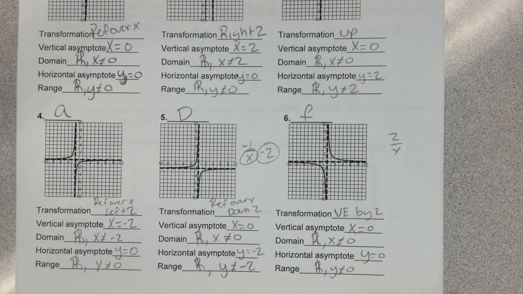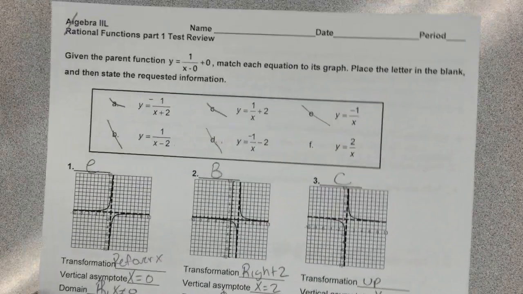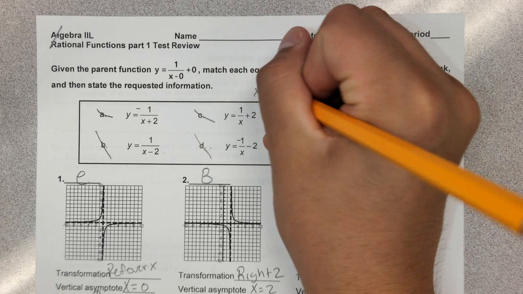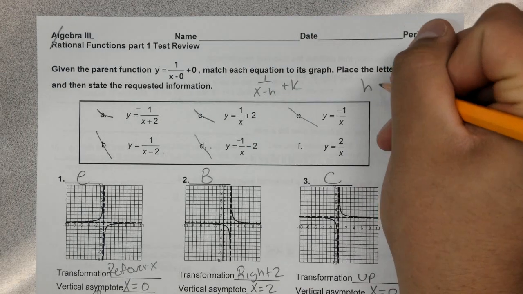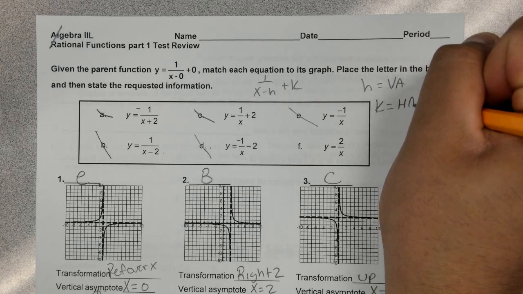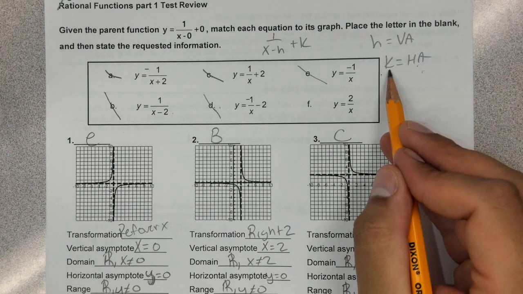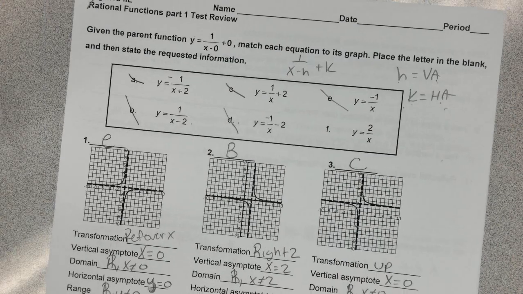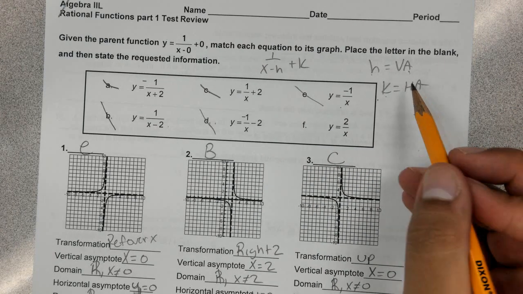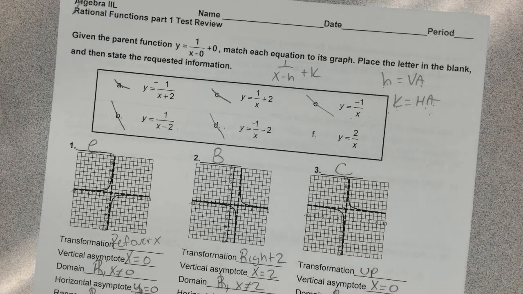So that's graphing. The main thing is knowing how to identify the asymptotes. Remember 1 over x minus h plus k. H helps you get the vertical asymptote. K helps you get the horizontal asymptote. I don't know if that sounded confusing, but HA with K, VA with H.